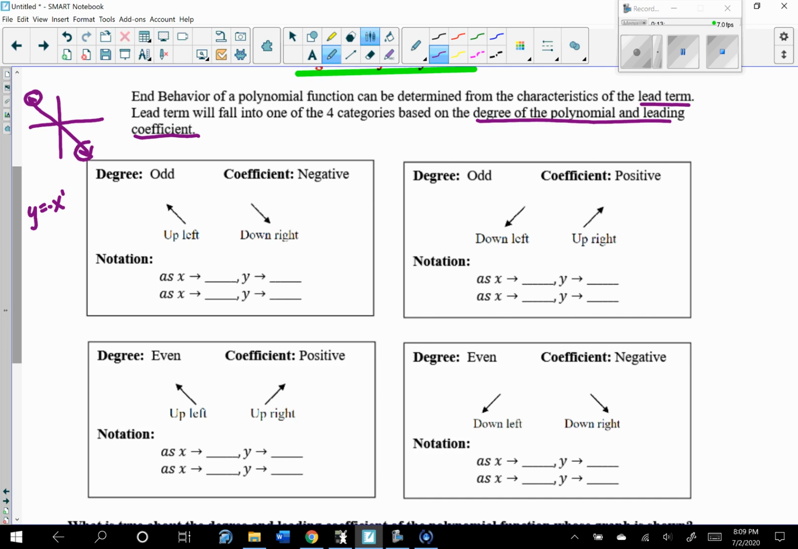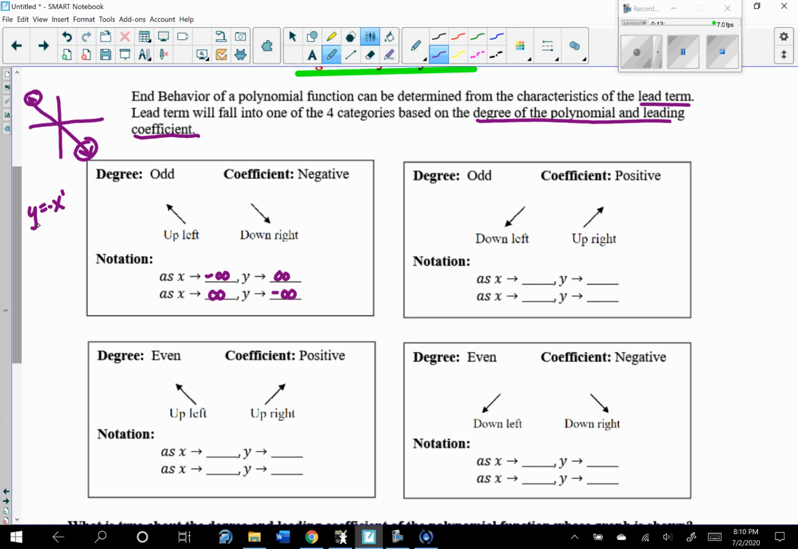So we're looking at the ends of our graph and what are they doing. So odd degree, negative leading coefficient. Again, we're looking at the leading coefficient and the degree, which means that it goes up to the left and down to the right. So as x approaches negative infinity, y approaches infinity, and as x approaches positive infinity on this right side, we're going towards negative infinity.